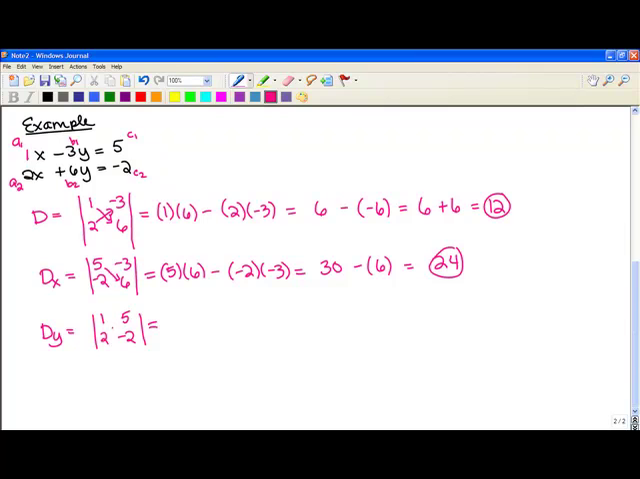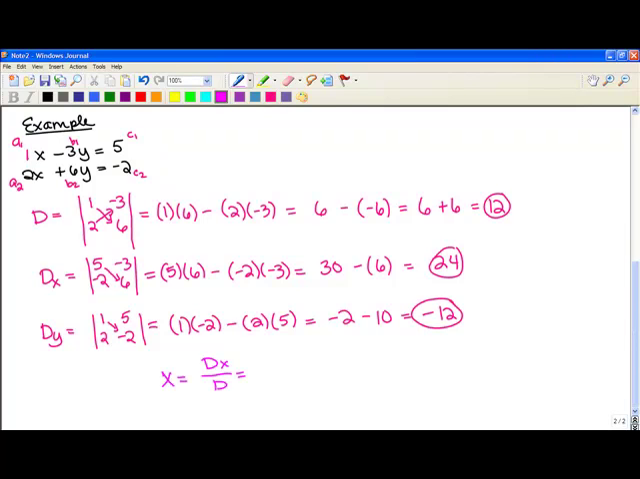And for the determinant d sub y, we calculate 1 times negative 2 minus 2 times 5. This is negative 2 minus 10, which is negative 12.